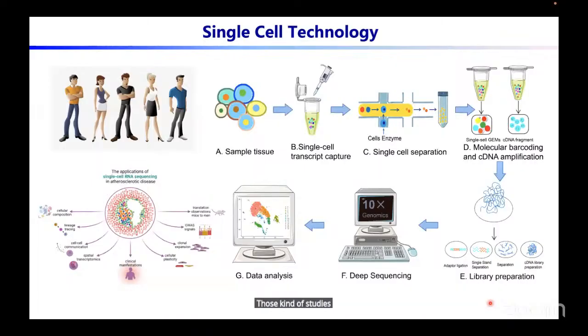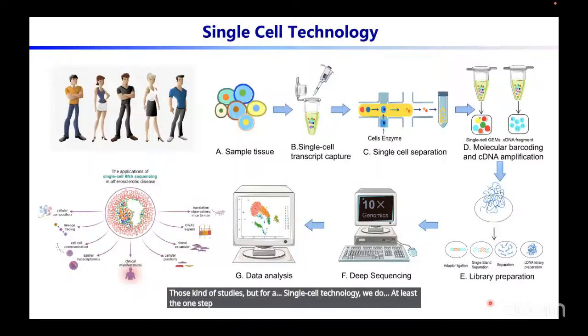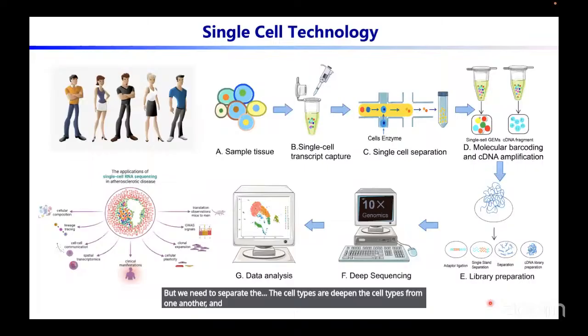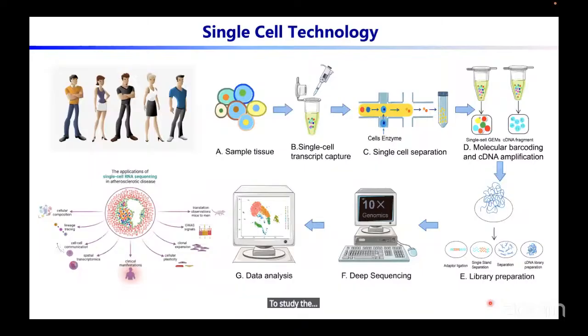But for a single cell technology, we do at least one step further. So we still withdraw the sample from the patient, for instance, the tissue sample, but we need to separate the different cell types from one another, and then we zoom in on a particular single cell type to study the transcriptomic, to do the transcriptomic study.